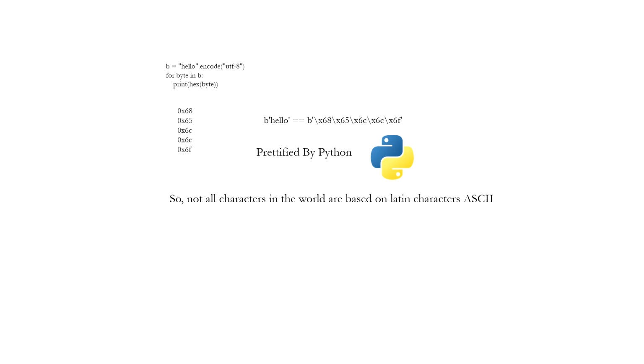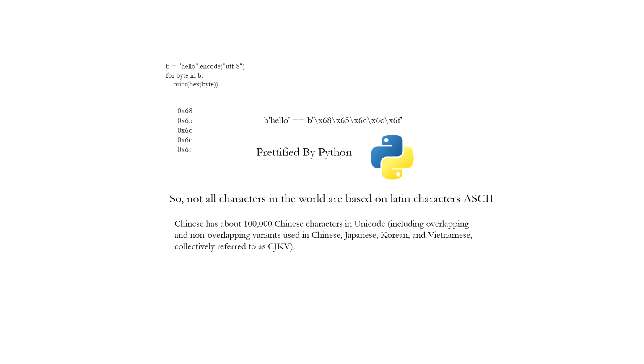So we saw previously that we had Korean, French, Russian, and whatnot. So they're not all going to be represented by characters in ASCII. Chinese has about 100,000 Chinese characters in Unicode, including overlapping and non-overlapping variants using Chinese, Japanese, Korean, and Vietnamese, collectively referred to as CJKV.